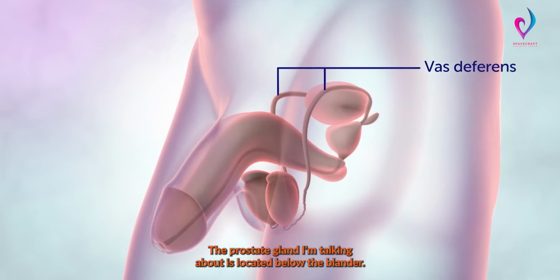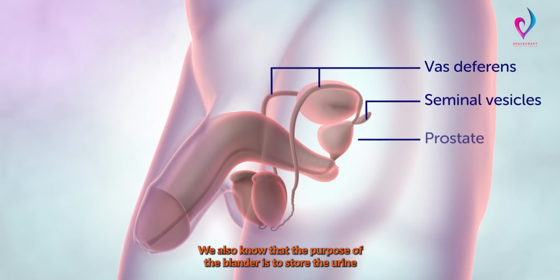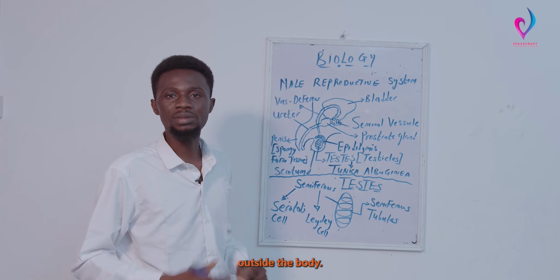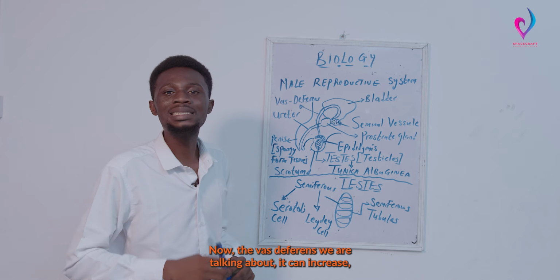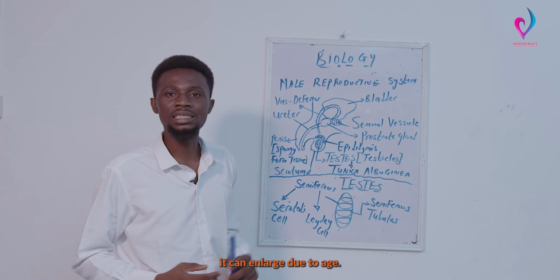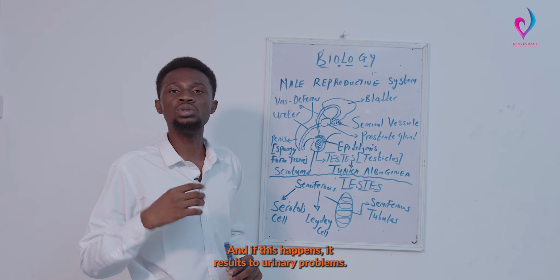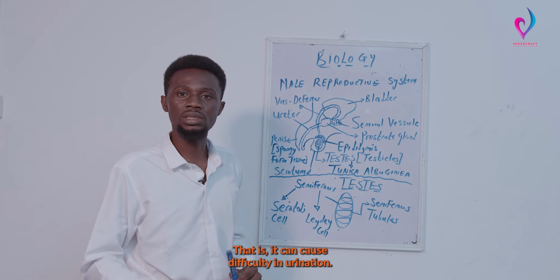The prostate gland I'm talking about is located below the bladder. We also know that the purpose of the bladder is to store the urine temporarily until it is released outside the body. Now, the prostate gland we are talking about can enlarge due to age, and if this happens, it results in urinary problems. That is, it can cause difficulty in urination.